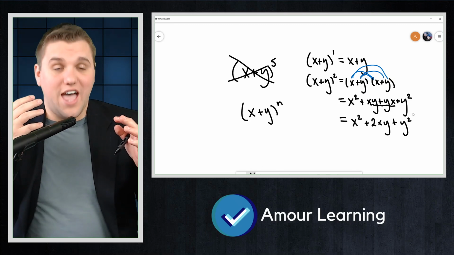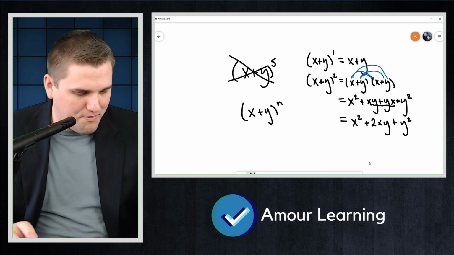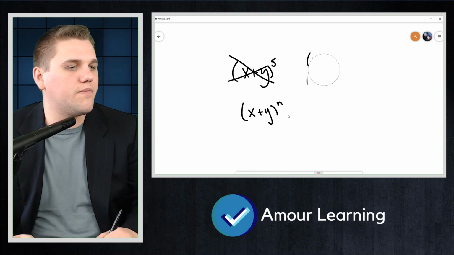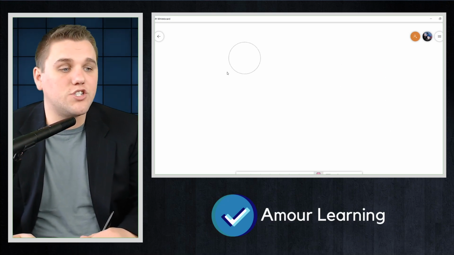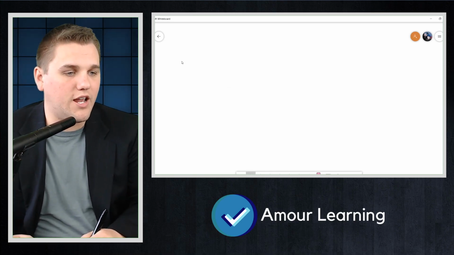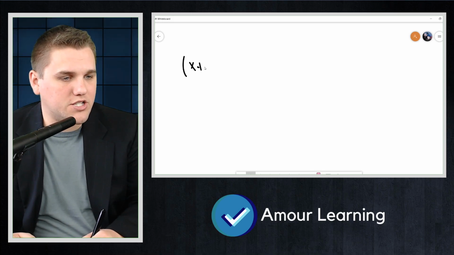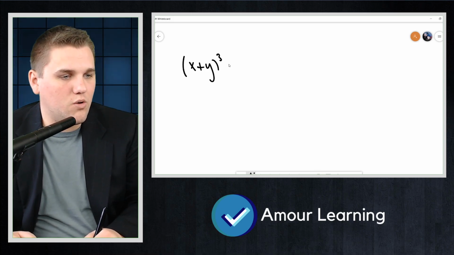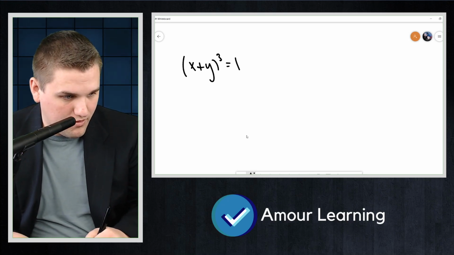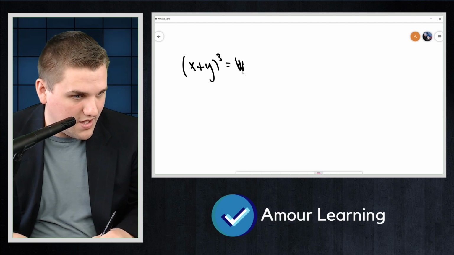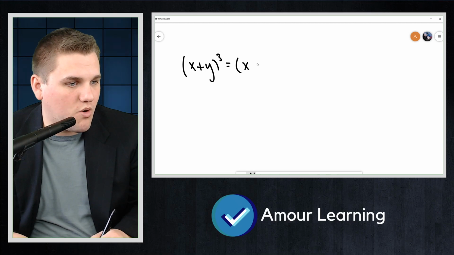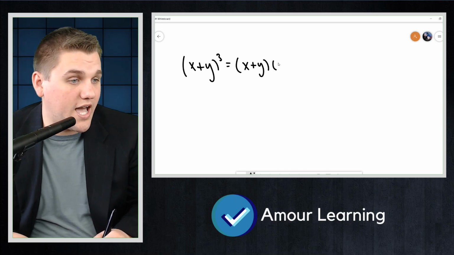All right, now let's do x plus y to the third power. This one, we're going to need some room, so I'm going to erase everything here. If you still needed that, you can back up a few seconds and write those down. All right, let's do x plus y cubed, which is, hold on, I'm trying to get this to work for me. There we go.